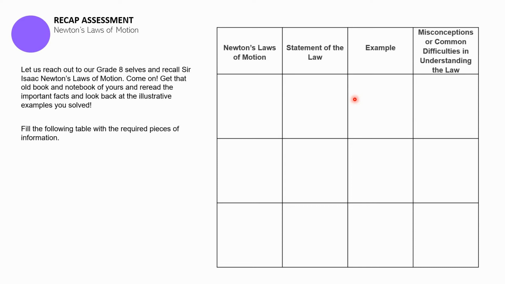You have to write here the law of motion, and then you have here the statement of the law. You should be writing it here, and then you should also be providing some examples. And then if there are misconceptions or common difficulties in understanding the law, or based on your experience, you can also put them in the cells under this column. Remember, they have an order. So the first law is here, second law is here, the third law is here. What I want you to put as names for Newton's laws of motion are their actual names. Okay, so you can pause this video if you need more time.